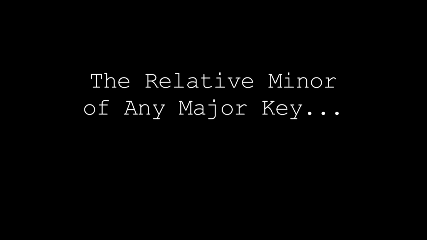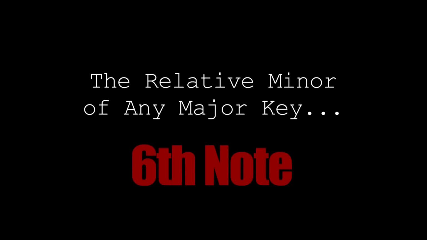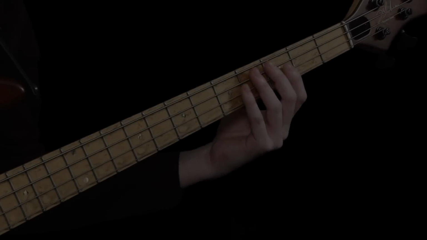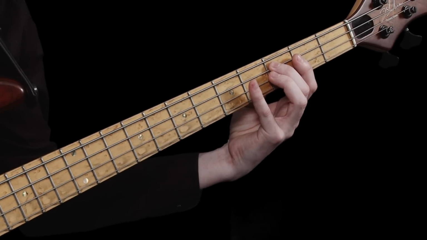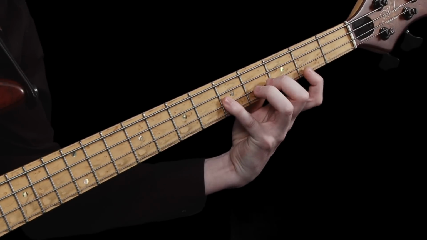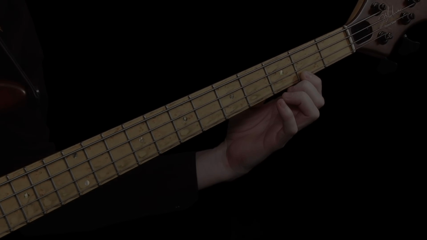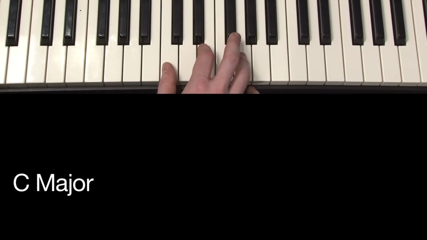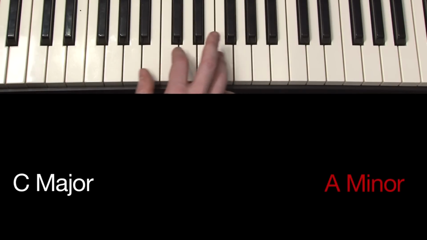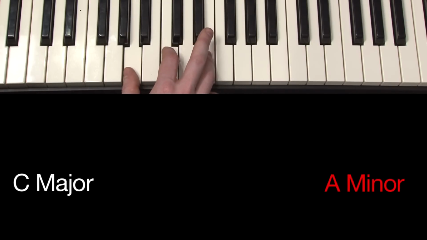Luckily for us, this is very easy to do. To work out the relative minor of any major key, all we have to do is find the sixth note. And it's that simple. So let's give it a try. Counting up through C major, the sixth note, as you should know by now, is an A. And piecing this all together, the relative minor to the key of C major is A minor.